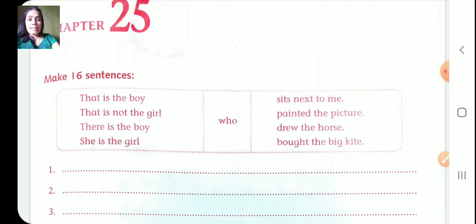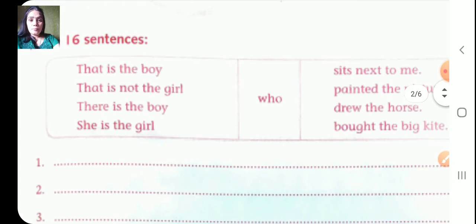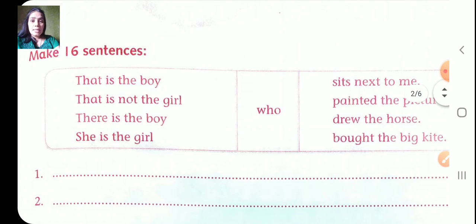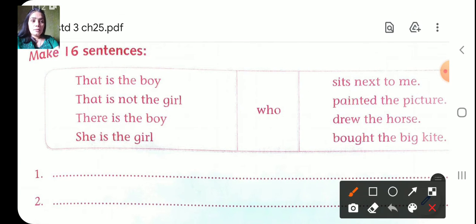Number one, that is the boy. Number two, that is not the girl. Number three, there is the boy. Number four, she is the girl. I hope you all know what this sentence means. That is the boy. That is not the girl. There is the boy. She is the girl.